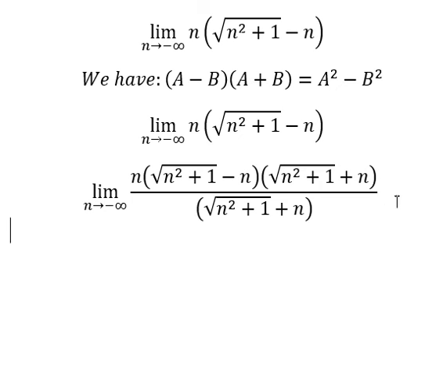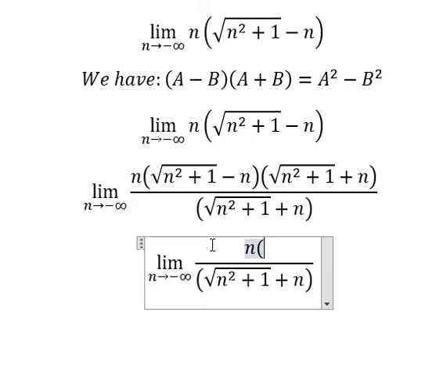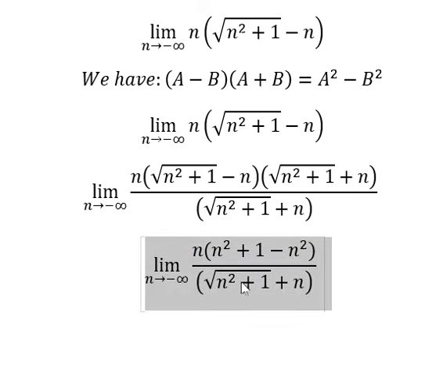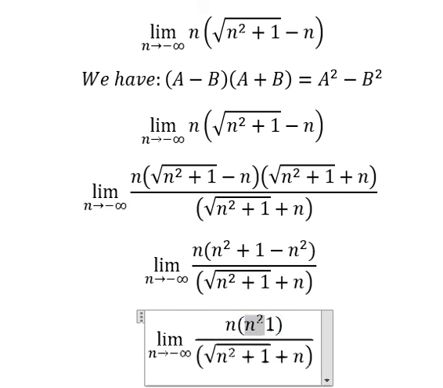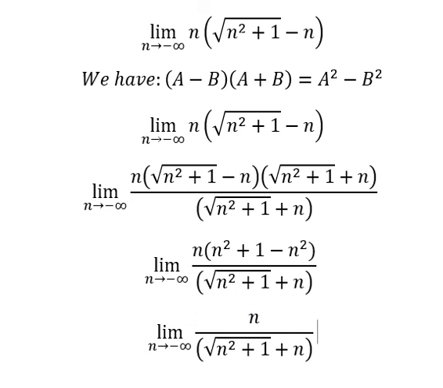So this one we simplify and we have n squared plus 1 minus n squared. So n squared minus n squared we cancel. And now we have like this.